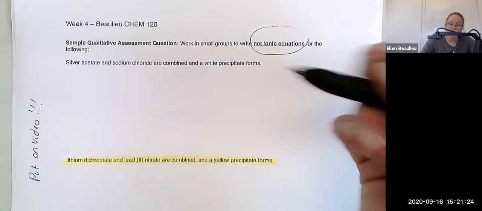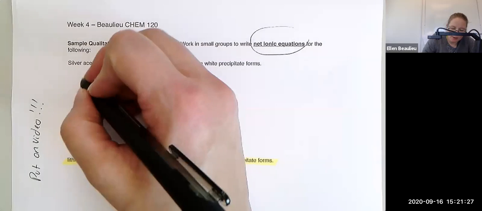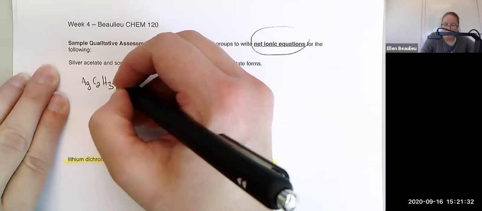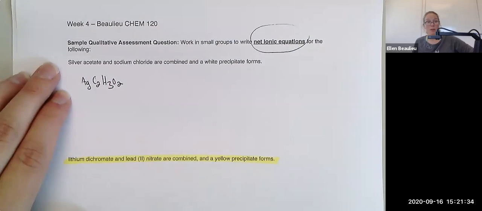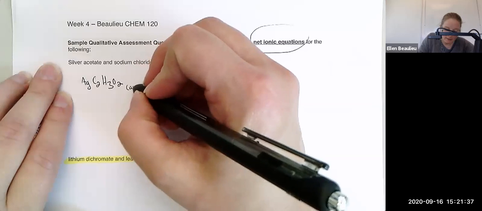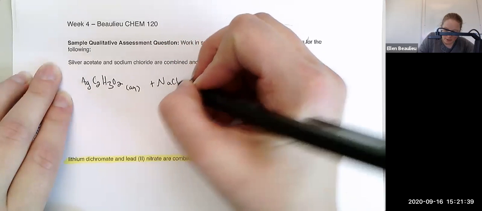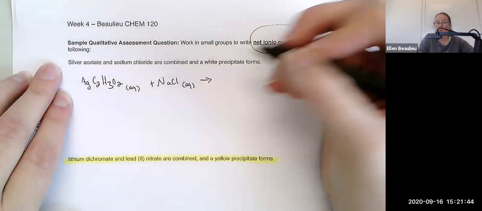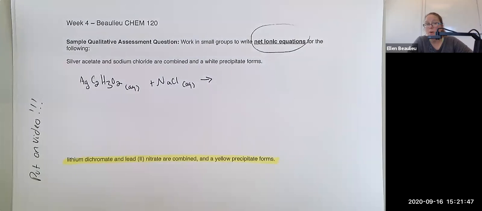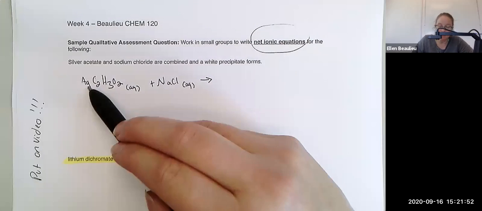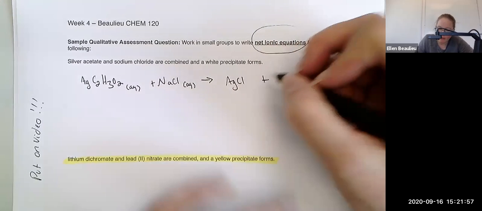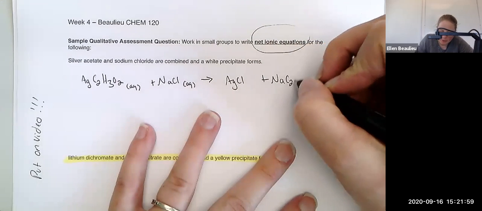Okay, so this is a classical example of a problem where we're given the names. This is why we got to be kind of second nature with nomenclature. Silver acetate and sodium chloride are combined and a white precipitate forms. So some precipitate forms, we've got to figure out what it is using those solubility rules. This is a double replacement, so silver is going to hang out with chloride and sodium is going to hang out with acetate.